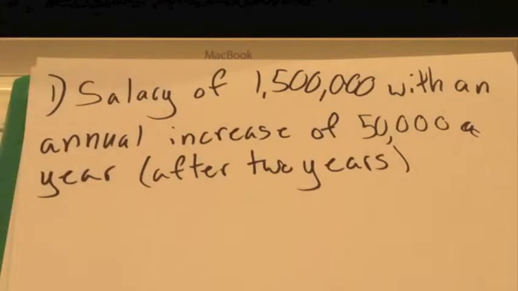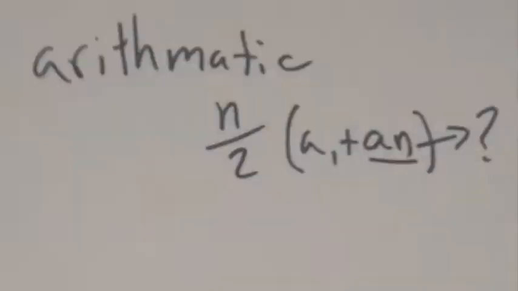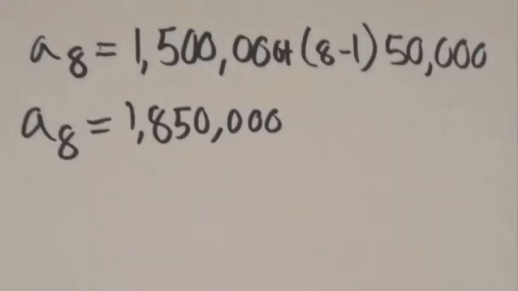Salary of $1,500,000 with an annual increase of $50,000 a year. To find this, you had to use the arithmetic formula, but we didn't know a_n, so we had to use the explicit formula to find a_n. The equation was a_8 equals 1,500,000 plus 8 minus 1 times 50,000. After figuring out the equation, a_8 equaled 1,850,000.